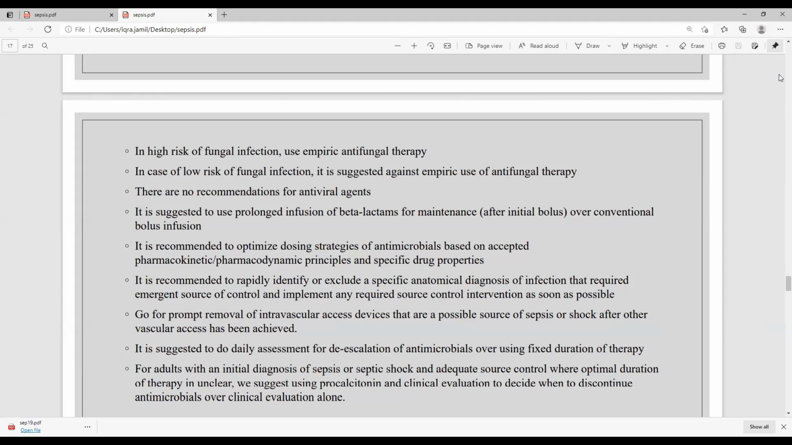It is suggested to use prolonged infusion of beta-lactams for maintenance after initial bolus over conventional bolus infusion. This suggestion is only for beta-lactams. It should be given in continuous infusion to maintain the therapeutic level persistently. It is recommended to optimize dosing strategies of antimicrobials based on accepted pharmacokinetic and pharmacodynamic principles and specific drug properties.